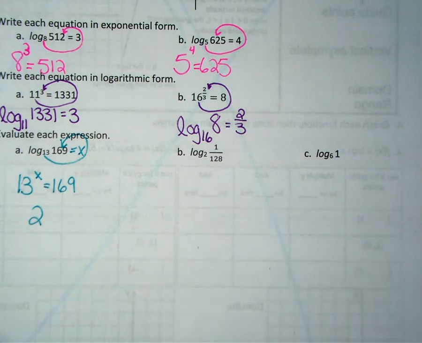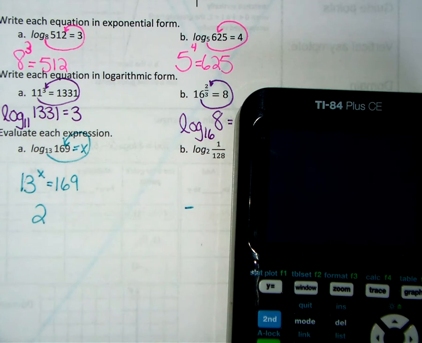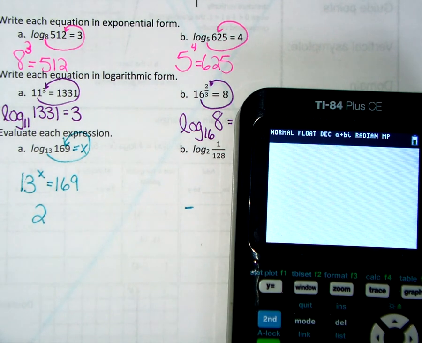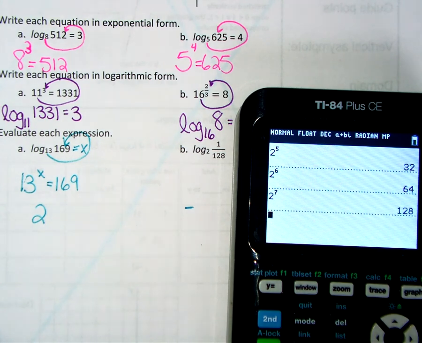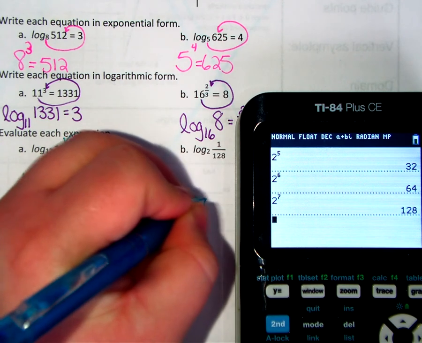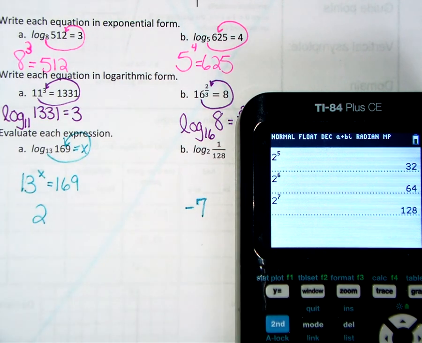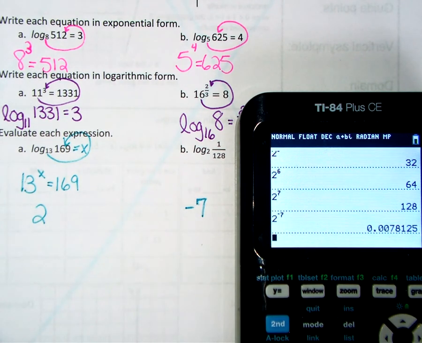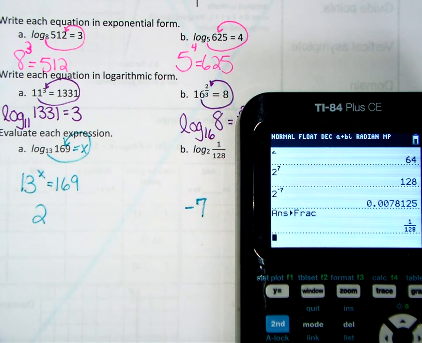What exponent do I need to get from a base of 2 to get to 1 over 128? I know that it's got to be a negative number. And I can just go onto my calculator and go, okay, well, I'll try 2 to the 5th, 2 to the 6th, 2 to the 7th. Oh, there it is. So it must be negative 7. Let's try it. 2 to the negative 7. Is that 1 over 128?